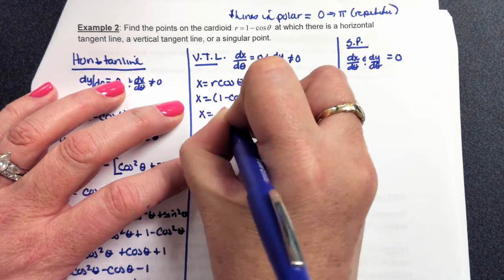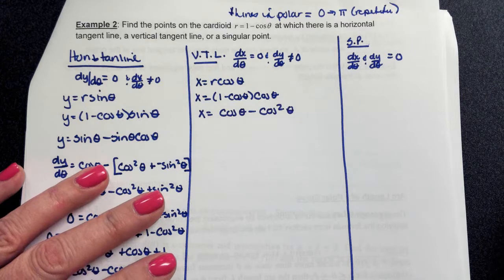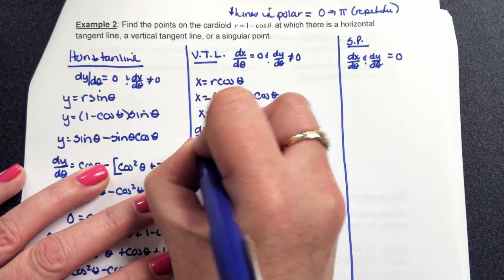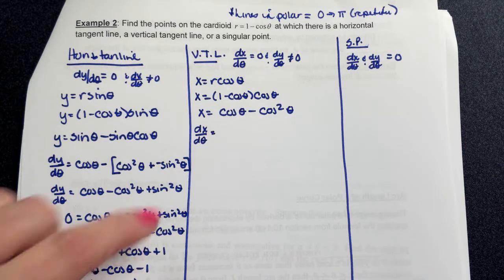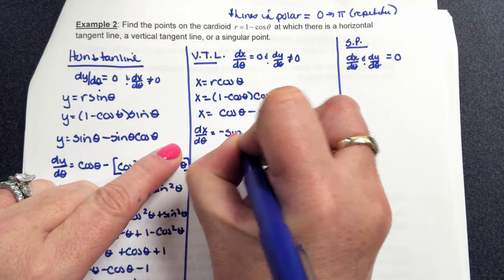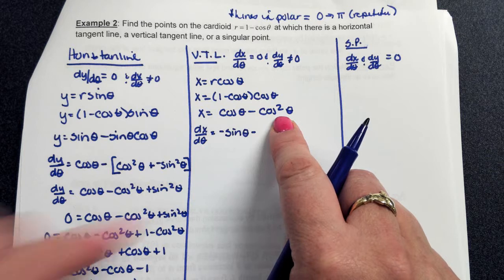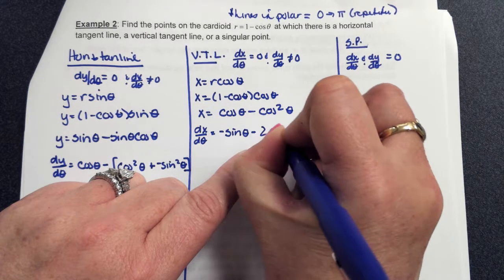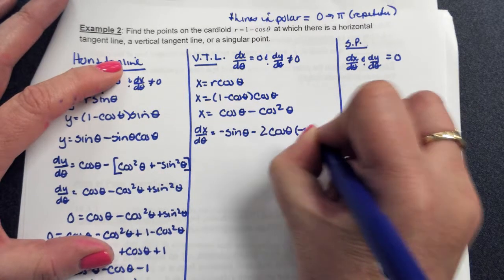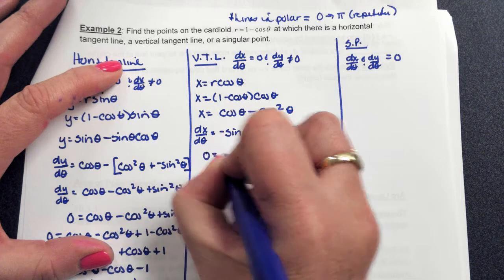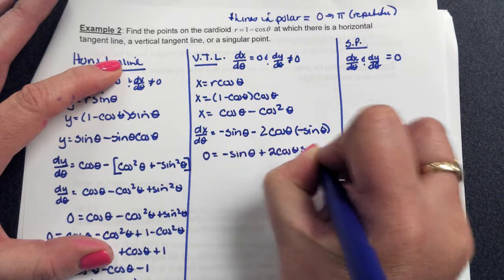So x is equal to cosine theta minus cosine squared theta. So I can find my dx d theta. What's the derivative of cosine? Negative sine. Minus, what rule am I going to have to use here? Chain rule. So this is going to become minus 2 cosine theta, and then the derivative of cosine theta is going to be negative sine theta. So I clean this up and set it equal to 0. 0 is equal to negative sine theta plus 2 cosine theta sine theta.